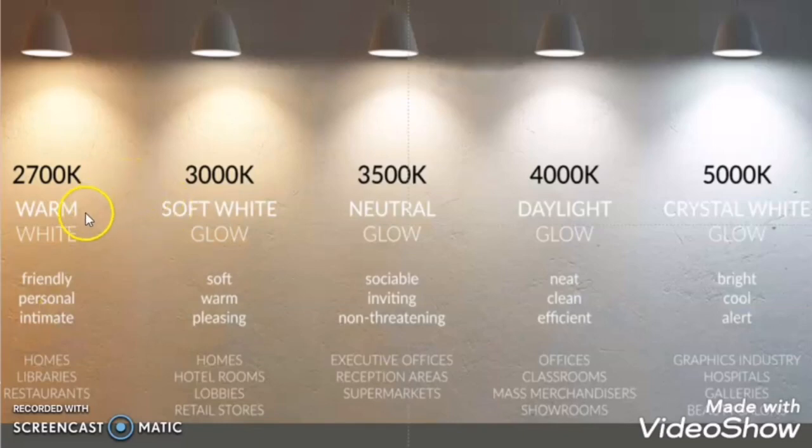Just for an example, warm light we use in our bedrooms and in restaurants, and 3000 Kelvin light, which gives a soft white glow, we use in hotels, homes, lobbies, and retail. 3500 Kelvin light, which gives a natural glow, we use in executive offices, reception areas, and supermarkets. 4000 Kelvin light, which gives a daylight glow, we use in offices, classrooms, and showrooms. 5000 Kelvin light, which is a crystal white glow, we use in hospitals and beauty salons.